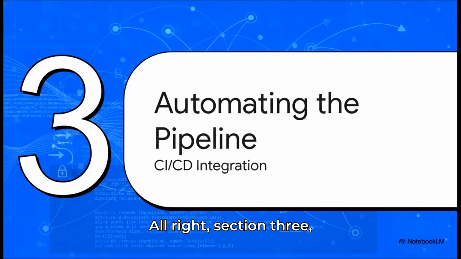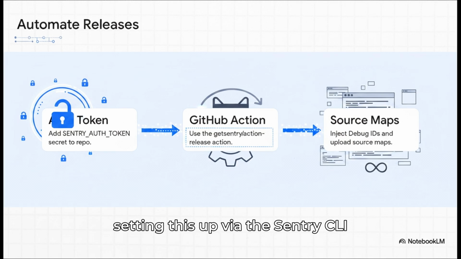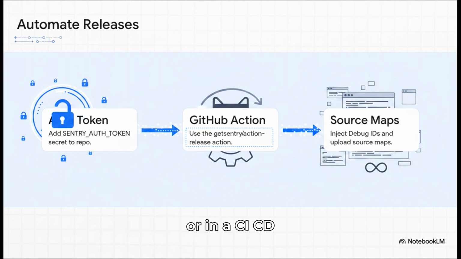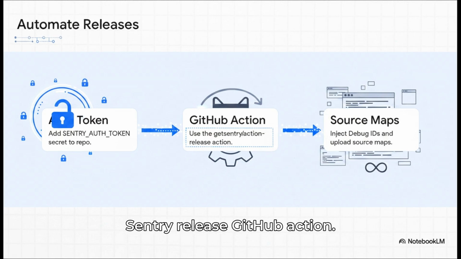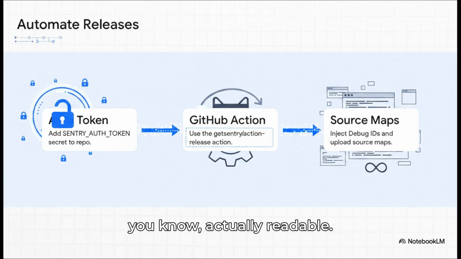All right, Section 3, automating the pipeline. Because literally nobody wants to do this manually, setting this up via the Sentry CLI or in a CI/CD pipeline, like GitHub Actions, is incredibly efficient. It's basically 3 steps. Step 1, you add your Sentry auth token as a repository secret. Step 2, drop in the official Sentry release GitHub action. And Step 3, configure it to inject debug IDs and upload source maps. That last part is absolutely vital for front-end apps if you want your stack traces to be actually readable.